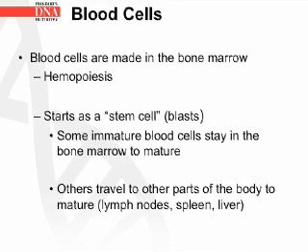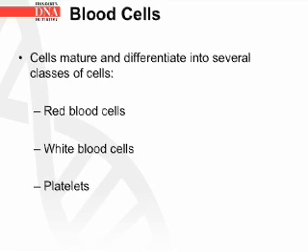Blood cells are made in the bone marrow through a process called hematopoiesis. It starts as a stem cell known as a blast, and some immature blood cells stay in the bone marrow to mature. Others travel to other parts of the body to mature, for example lymph nodes, spleen, and liver. These cells mature and differentiate into several classes of cells: red blood cells, white blood cells, and platelets.